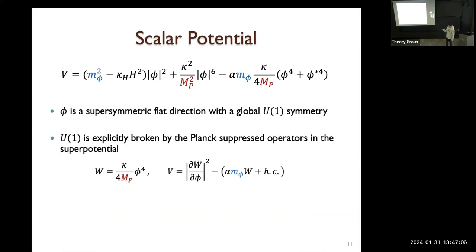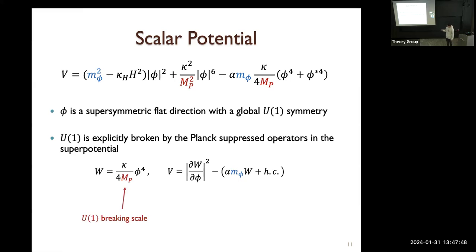And this global U1 symmetry is broken by quantum corrections, like quantum gravity. So there can be some term that explicitly breaks this U1, and that term should be suppressed with the Planck mass. So we think about this superpotential term. There's a phi to the 4 which breaks the U1, but this is suppressed with M Planck, so this can be allowed. And from this superpotential, we can write the SUSY invariant term and the soft supersymmetry breaking term. Then we can get this potential.